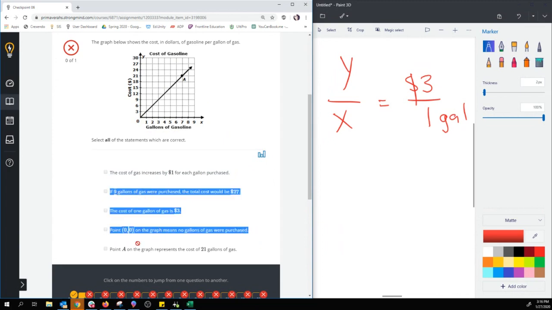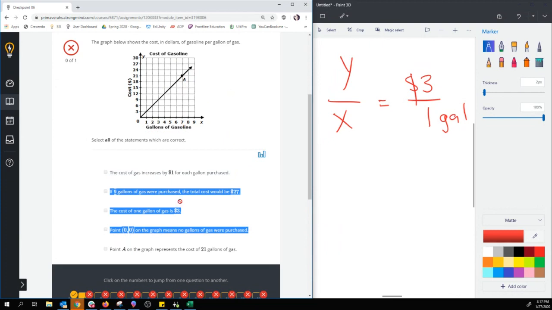Because if I am buying no gallons of gas, I'm not going to give them any money because I'm not buying anything, right? Same thing like if I'm not paying any money, I'm not going to get any gas. So this one's also true. And the last one says point A on the graph represents the cost of 21 gallons of gas. So remember, gallons of gas is on my x-axis. So if I take this point A and I bring it all the way down, it tells me I'm at 7 gallons of gas, not 21. So that very last one there is false.